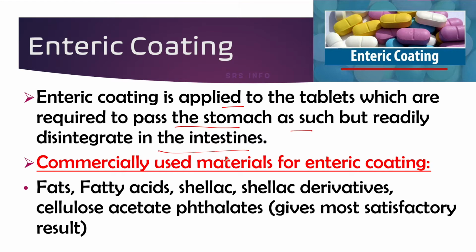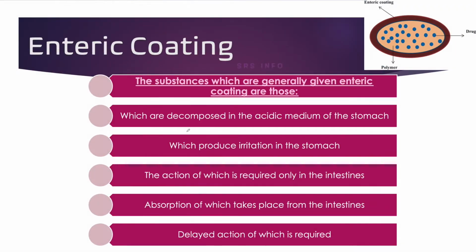The commercially used materials for enteric coating are fats, fatty acids, shellac derivatives, cellulose acetate phthalate, etc. And cellulose acetate phthalate gives the most satisfactory result in enteric coating. So this is one of the most commonly used materials for giving enteric coating to tablets.